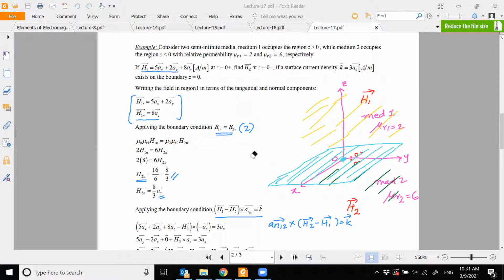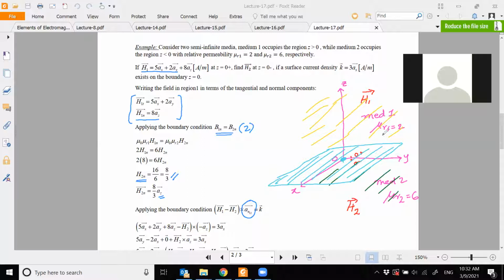Then what is unknown to us? H2 is unknown to us. So I will put H2 as it is. And then for H1, I put the complete vector, which is 5ax plus 2ay plus 8az, minus H2 cross. Now, what is AN12? This is one last thing that we need to identify. Since we already know the boundary, what will be the AN12 vector for our problem statement? Yes, Mr. Hassan Al-Musallam, can you tell me?